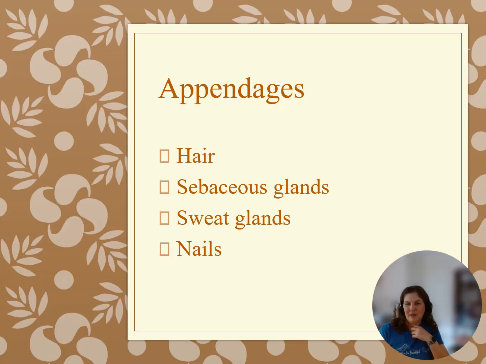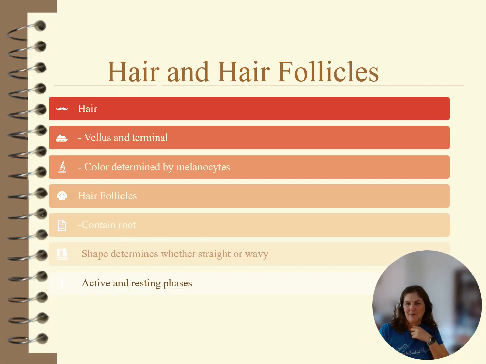Appendages: our hair, sebaceous glands, sweat glands, and nails. So two types of hair: the vellus hair, which is fine and faint, that's most of the body, usually on the arms and abdomen, for example, and terminal hair, which is the darker, thicker hair that grows on the scalp and eyebrows, and after puberty it can be found on the axilla, the pubic area, the face, and the chest of males. So hair growth is cyclical.